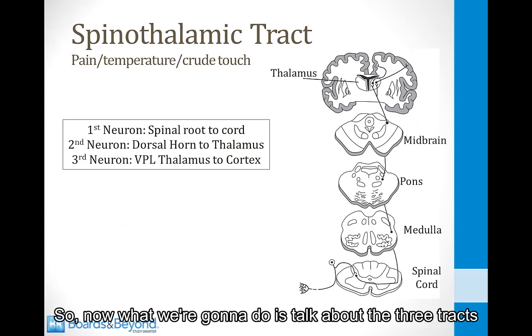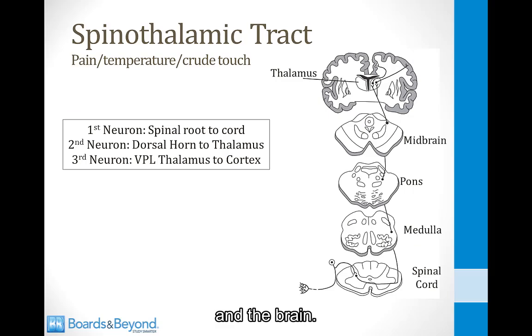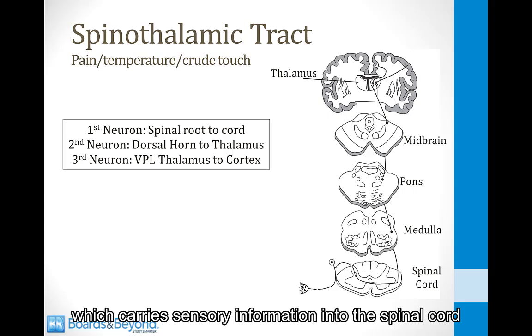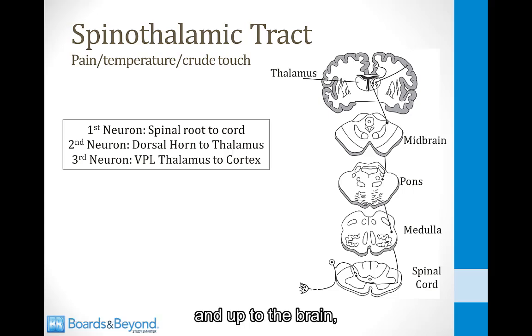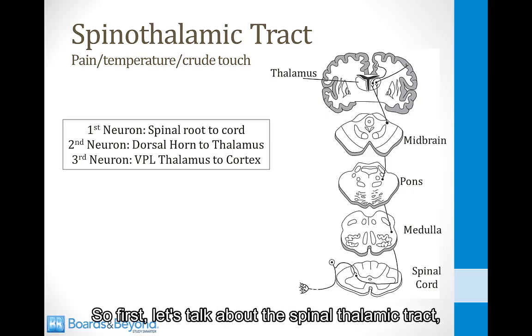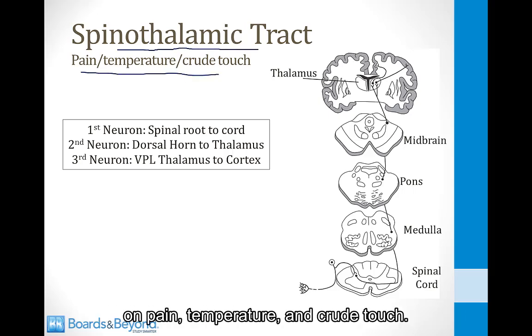So now what we're going to do is talk about the 3 tracts that carry information between the spinal cord and the brain. First, we'll talk about the 2 sensory tracts, which carry sensory information into the spinal cord and up to the brain. And then we'll talk about the motor tract, which is how the brain creates motor activity. So first, let's talk about the spinothalamic tract. This is the tract in the body that carries information on pain, temperature, and crude touch.